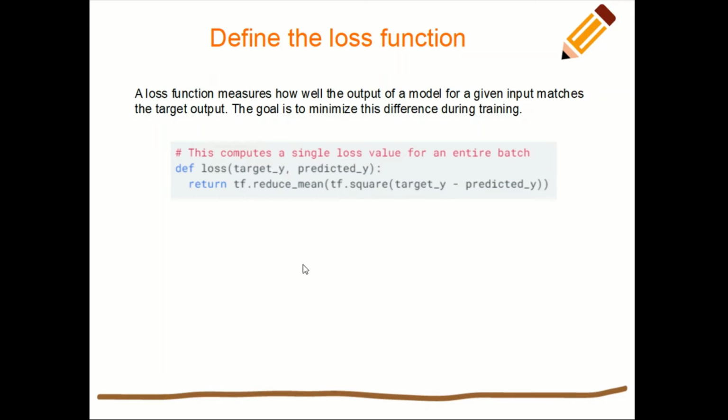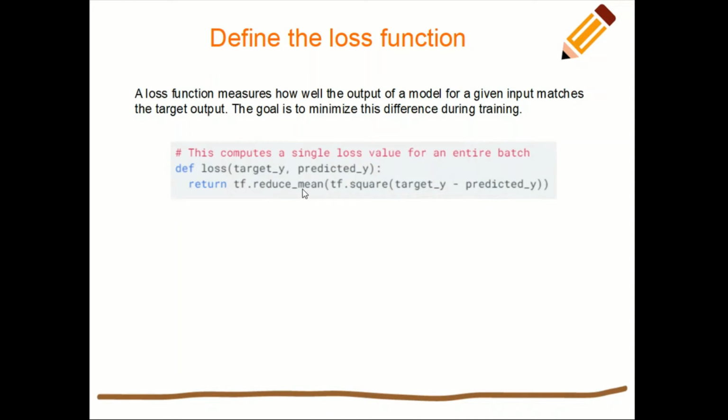Next step, we define a loss function. Since this is a linear regression problem, we are defining the loss function as tf.reduce_mean(tf.square(target_y - predicted_y)). So what does it mean? This is the true label, this is the predicted label, and we square the difference. So that is the squared loss that we compute.